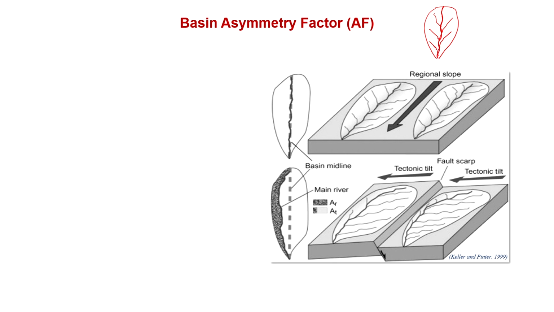But when we say asymmetry, then we have a basin, for example, like this, and the stream is flowing somewhere on the side over here. Or the basin is like this, and the main stream is flowing somewhere over here. Okay. So, this is a symmetric basin, so you have some symmetry here, and this is asymmetric. Okay.